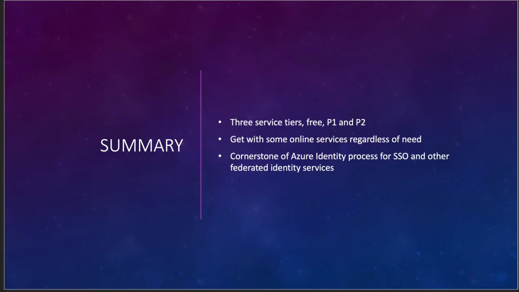So in summary, just know that there are three service tiers, free, P1, and P2, and what they cover. Get some free online services regardless of need. You're just going to get it. You're going to get Active Directory regardless. It is the cornerstone of the Azure identity process for SSO and other federated identity services.